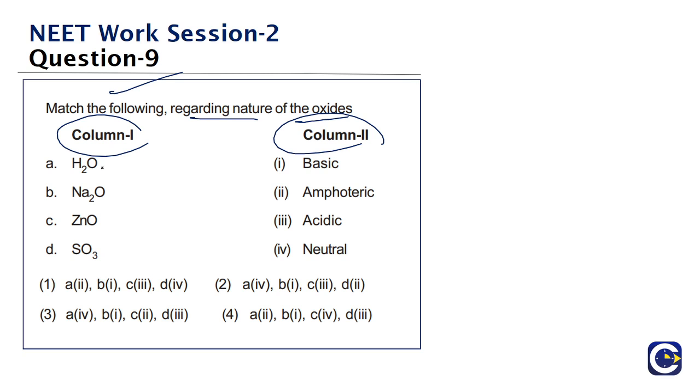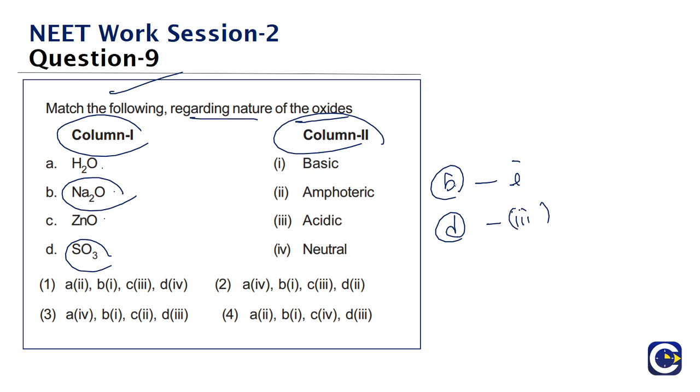So look at this, we have H2O, we have Na2O, we have ZnO, and we have SO3. So here clearly Na2O is what? It is a sodium oxide, which will be what? The first group oxides are basic in nature. So B is matched to 1, and SO3, sulfur trioxide, it is acidic. So D is matched to 3.